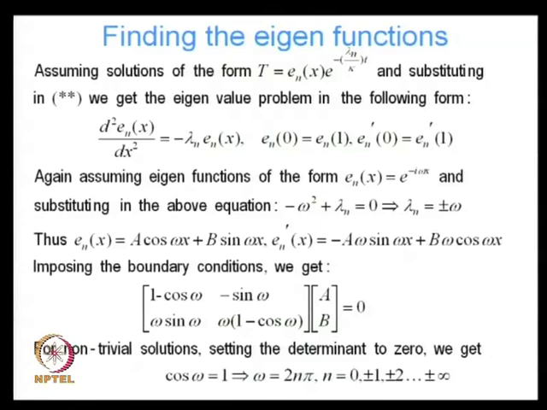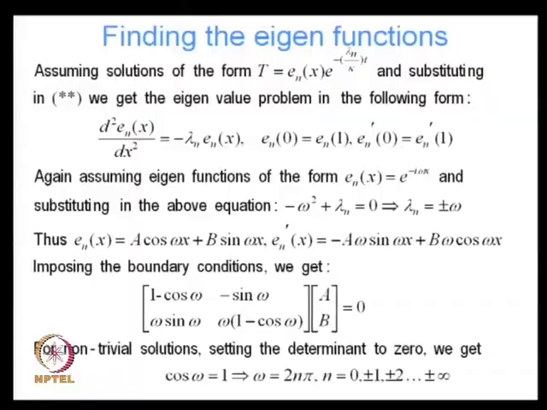Again, this is my eigenvalue problem. How do I solve it? I assume that e^nx has a certain form, and that allows me to convert the differential equation into an algebraic equation, the characteristic equation. The roots of the characteristic equation are my eigenvalues, and once I solve for the eigenvalues, I get my eigenfunctions. I know my eigenfunctions up to certain undetermined constants, and I evaluate those constants by imposing my boundary conditions.